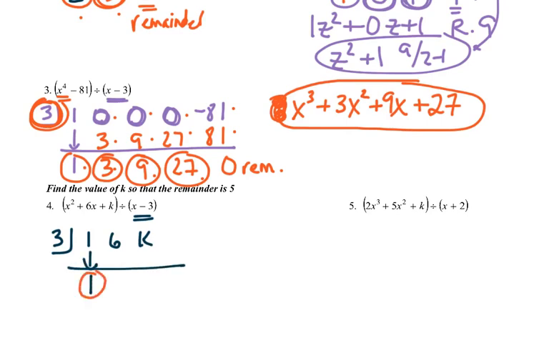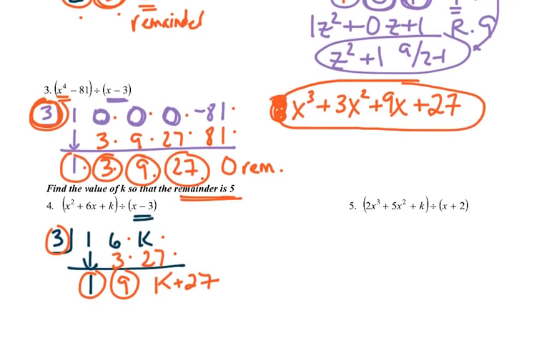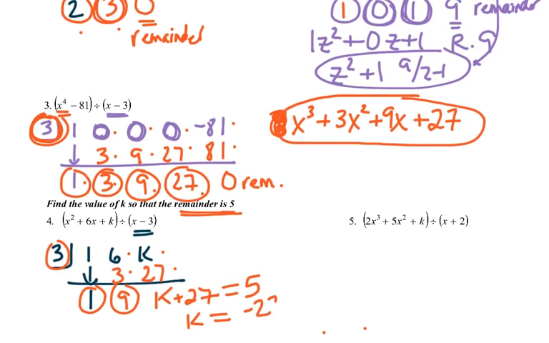Multiply, add. 1 times 3 is 3. 6 plus 3 is 9. 9 times 3 is 27. K plus 27 is K plus 27. At the end, I go back to my directions and notice, hey, it said that the remainder is 5. K plus 27 is the remainder, so if I subtract 27 from both sides, I get negative 22.